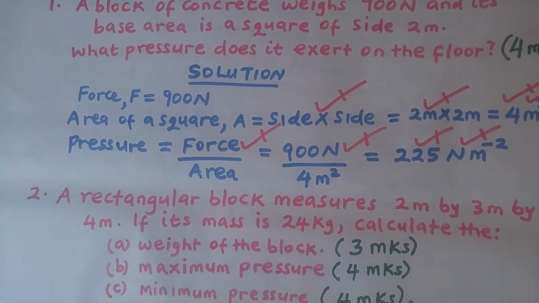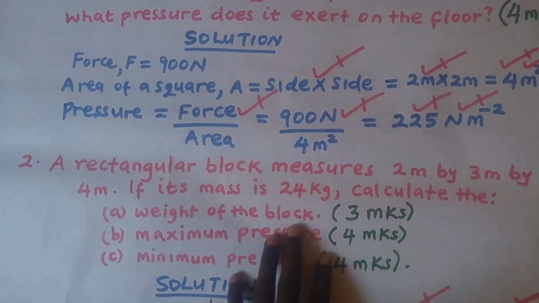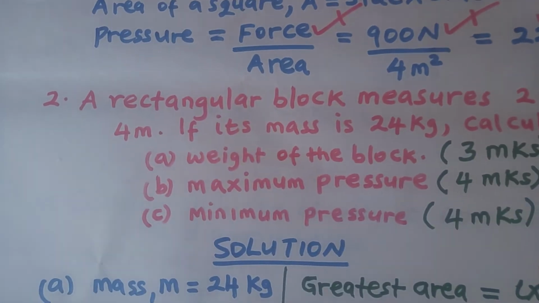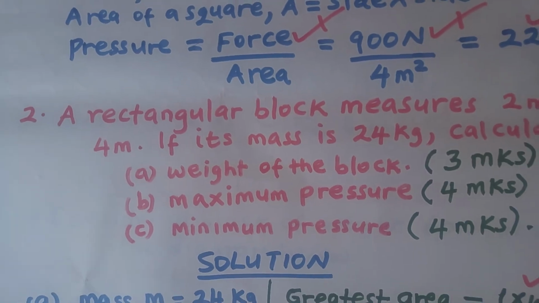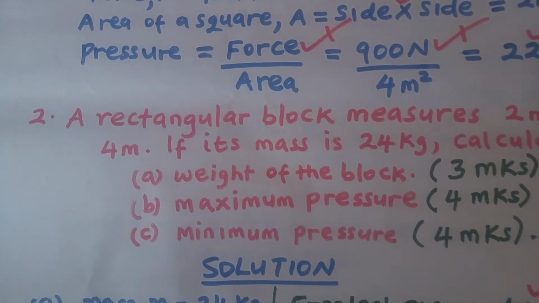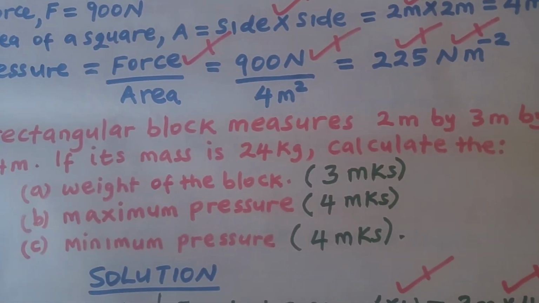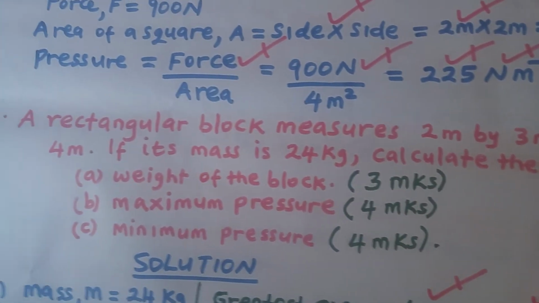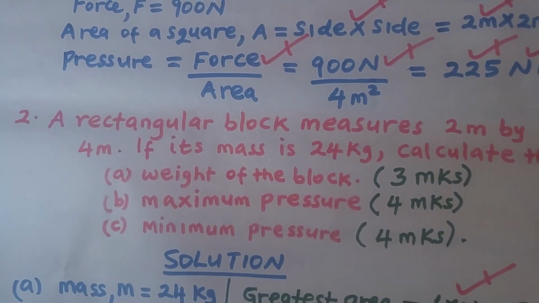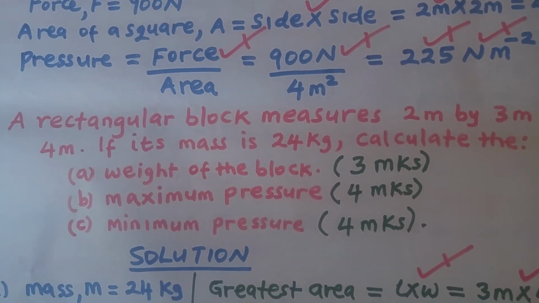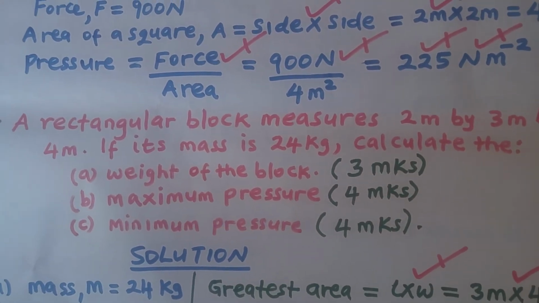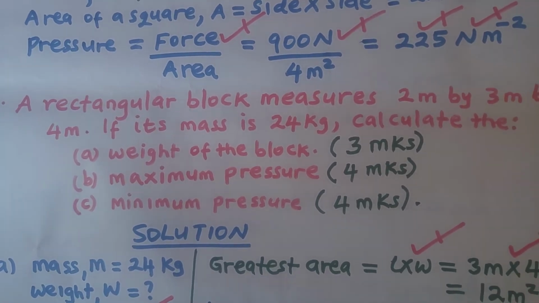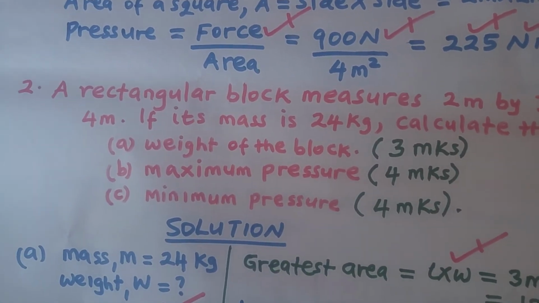Let's look at another example. This one says a rectangular block. So this time the block looks like a rectangle. A rectangular block measures 2 meters by 3 meters by 4 meters. So there is a length there, there is a width there, and there is a height there. 2 meters by 3 meters by 4 meters.